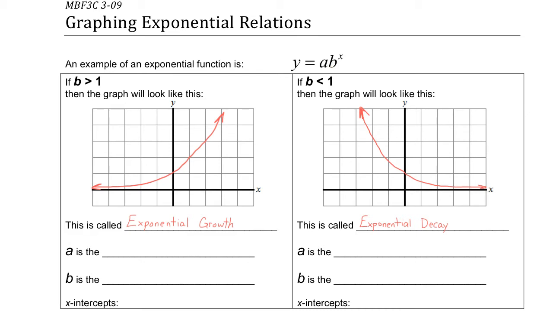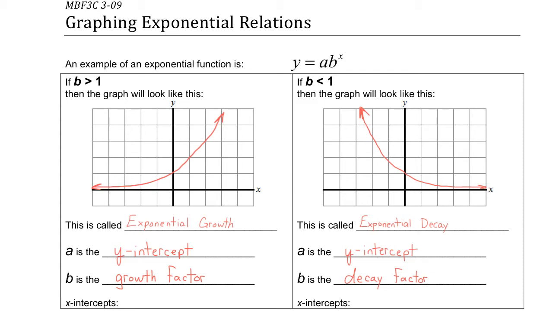Now the value of a, the very first number in your equation, this is the y-intercept. So whatever a is, that's the y-intercept. That's where it crosses the y-axis. B, we already looked at it. It tells you whether we have growth or decay. So this is called the growth factor or the decay factor. You might also hear growth rate or decay rate. It means the same thing.